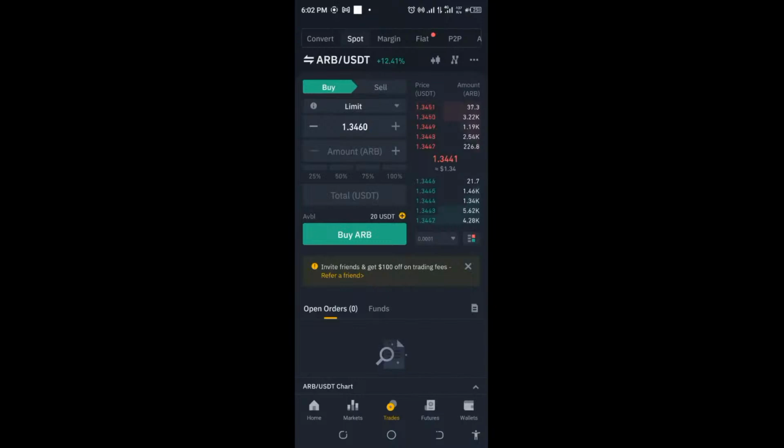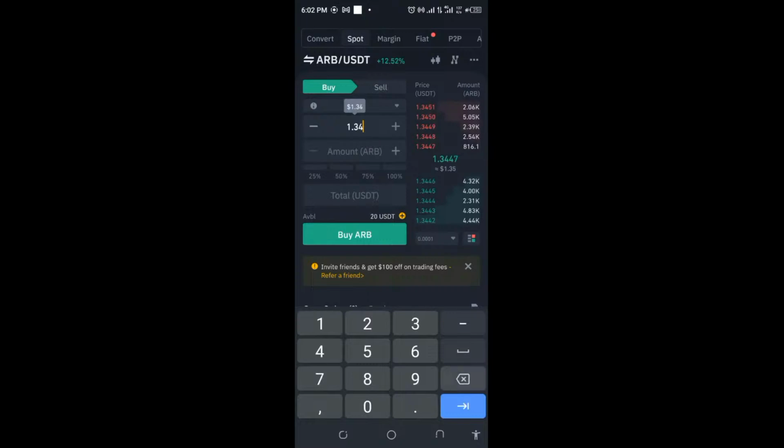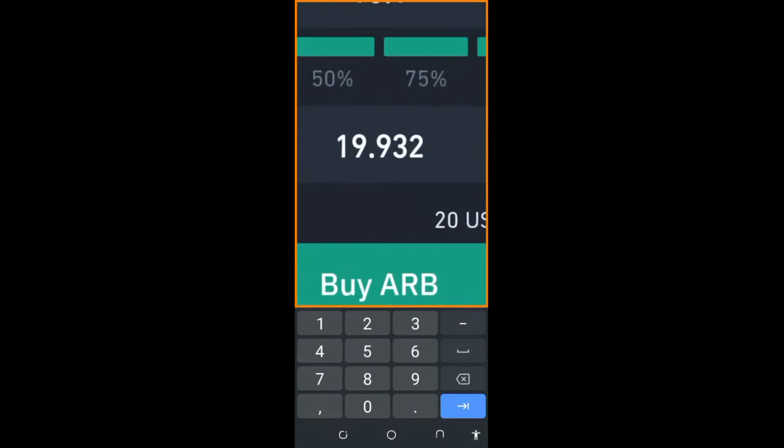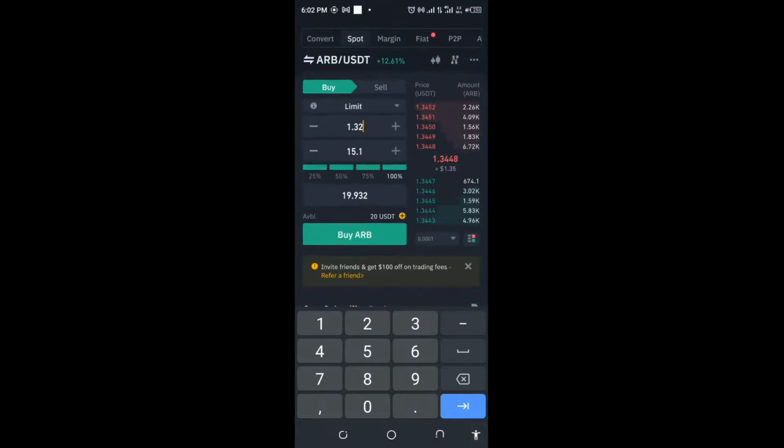Currently the price is at 1.34. I'm going to take this down to 3.2, and then I would pick up the entire 100. It's not picking up everything though, it's just picking up 19.93, but that's fine. So we'll copy what we have here, and then click on sell and put a sell limit.